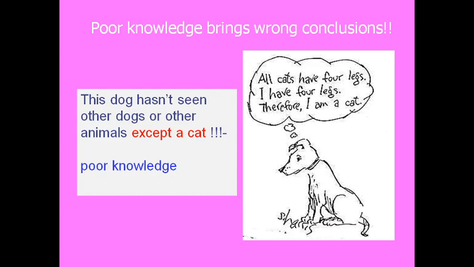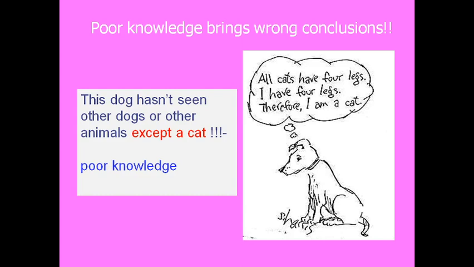Why? Because this dog hasn't seen himself. He hasn't looked at other dogs. He hasn't seen other dogs. The only animal he has seen is a cat. So what does he think? He thinks that animal has 4 legs, so I am similar to the other animal. I am similar to a cat, because his knowledge is so poor that he has not seen any other animal except a cat. So he just thinks that I am a cat. The dog appears to be a cat to the dog himself.